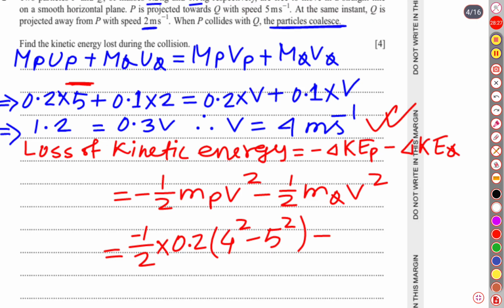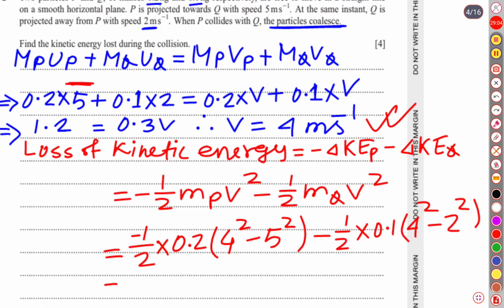So is the next part, minus half, and mass of particle Q is 0.1. So let us write 0.1. Final velocity of particle Q was 4. It was applicable for each of them because after the collision, both of the particles form a new particle whose velocity was 4. So 4 squared minus initial velocity of particle Q was 2 meter per second. So 2 squared.